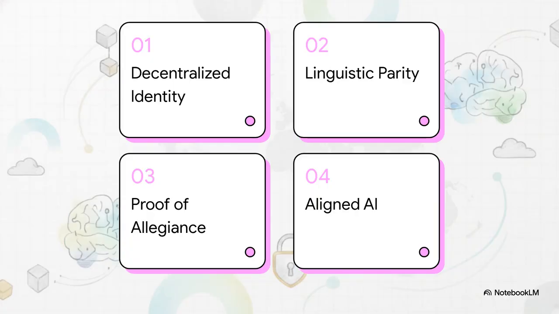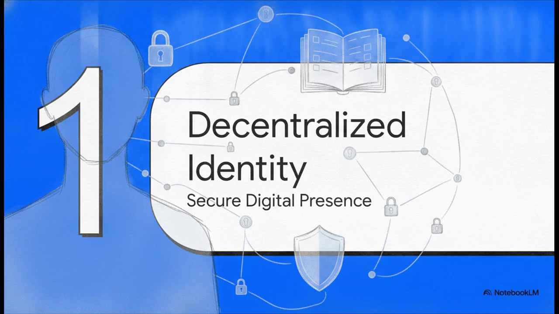To see how this tech actually pulls that off, we're going to break its architecture down into four core sections: decentralized identity, linguistic parity, proof of allegiance, and finally, constitutionally aligned AI. All right, Section 1, Decentralized Citizen Identity. This is all about establishing a secure digital presence.